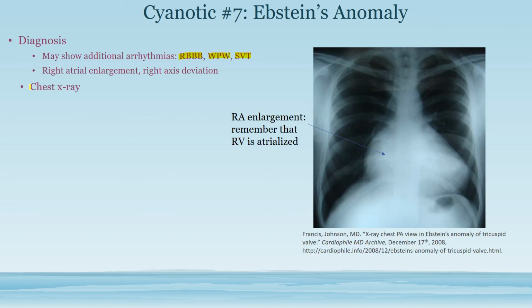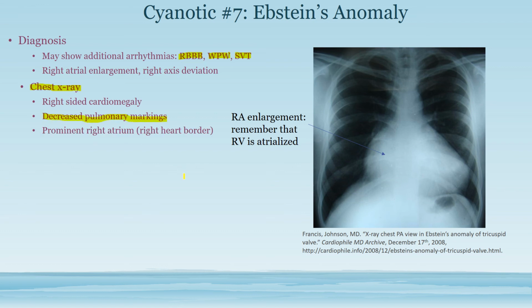So chest x-ray, the findings on chest x-ray, as you can see right here, the right atrium is super enlarged. Why? Because it's so much bigger and it's taken over the right ventricle. And you also get regurgitant flow causing the right atrium to get bigger. And it also pushes the left ventricle to the side as well. So you get right-sided cardiomegaly, and look how empty the lungs are. Why is that? There's not a lot of pulmonary blood flow because the right ventricle is so atrialized and pumping backwards through the tricuspid regurgitation. So key thing to note right there. Prominent atrial border, as we mentioned right here.